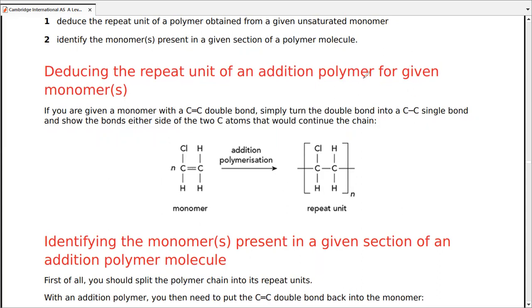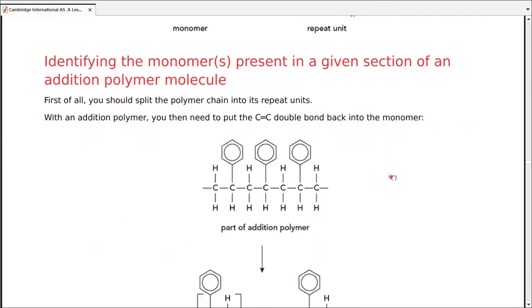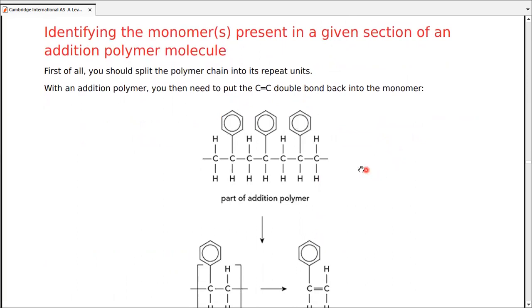So that's one kind of question that you might face. Now, the next one is to identify the monomers present in a given section of an addition polymer molecule. As soon as you see an addition polymer, you would be able to figure out that it has a repetition in its portion. It is very easy to consider that there are repeat units. You get the repeat unit, you break these portions, you convert it into a double bond. There you go, you have converted it into a monomer.